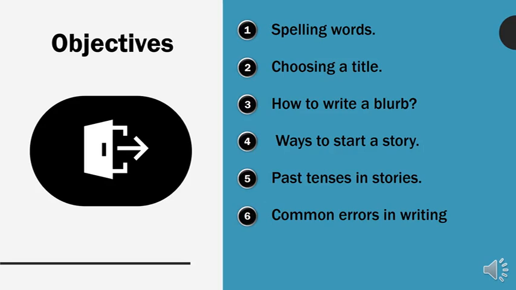Next, we're going to have ways to start a story. We're going to suggest more than one way to make it more interesting. And after that, we're going to have the past tenses in stories, how to use each past tense in stories. Finally, we're going to have common errors in writing.